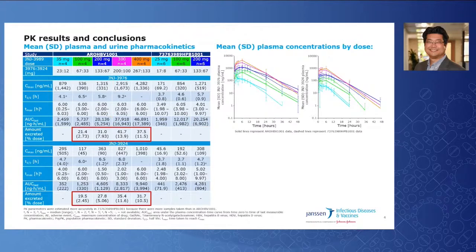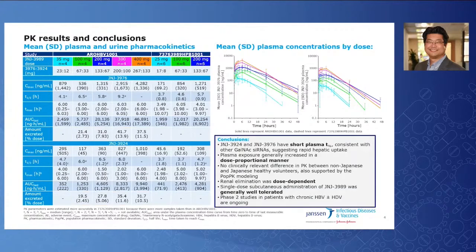Both 3976 and 3924 were renally eliminated in a dose-dependent manner. The amount excreted ranged from 20 to 42% of the dose. In conclusion, J&J 3924 and 3976 have short plasma half-lives consistent with other GalNAc siRNAs. This suggests rapid hepatic uptake.